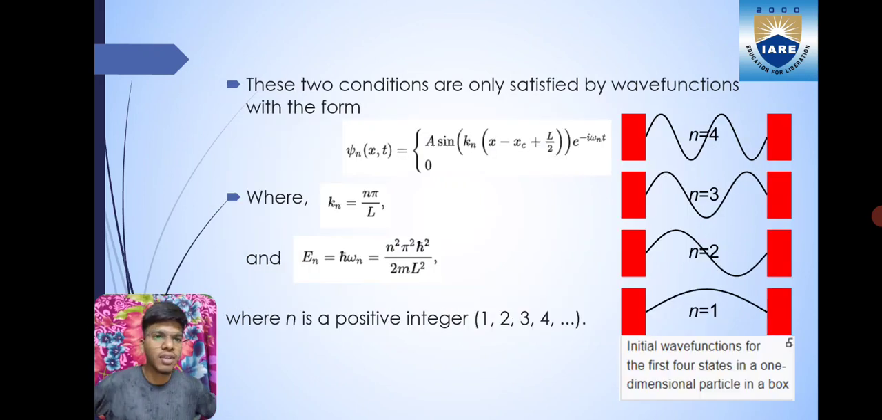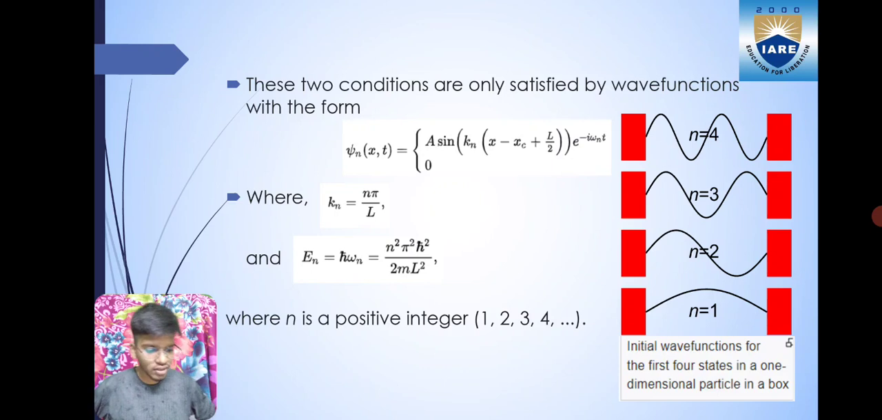only satisfied by wave functions of the form psi n of x comma t equals A sine of kn into x minus xc plus L by 2 into e power minus i omega n t, where kn equals n pi by L and En equals h cut omega n, which equals n squared pi squared h cut squared by 2m L squared, where n is a positive integer, that is 1, 2, 3, 4 and so on.